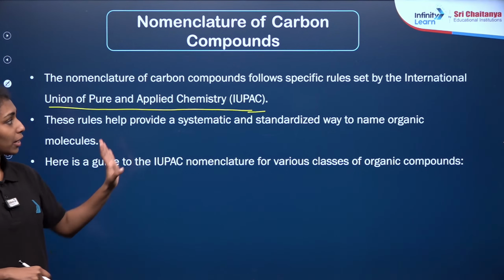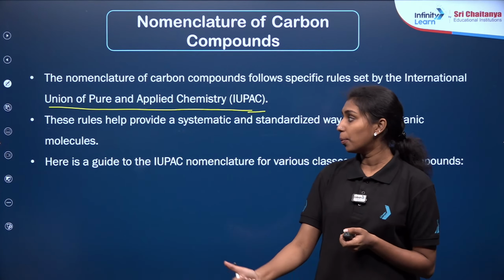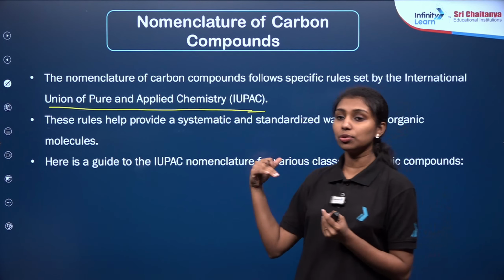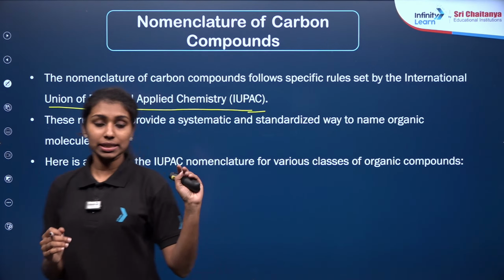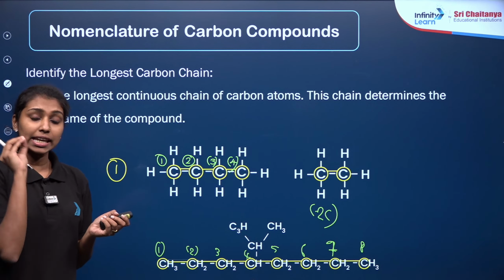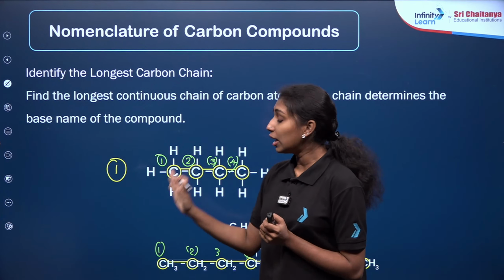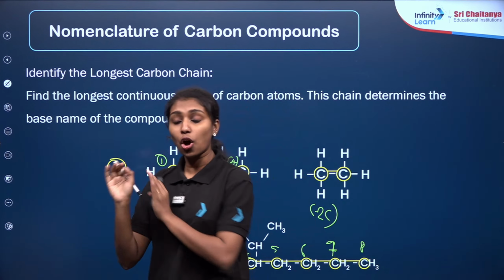IUPAC is the organization which gives the nomenclature, the naming, for organic compounds. What we need to do here is go through it step by step, one by one. So here is our first step. If we are given any organic compound, first we need to find out the longest chain.